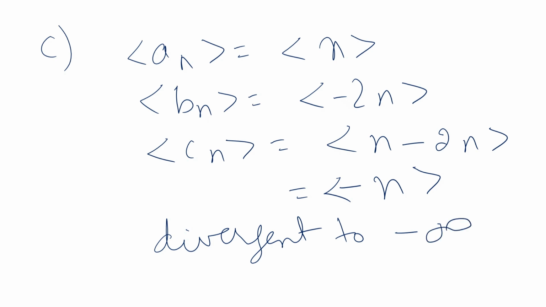And from the above examples, we can't say that c_n will always be convergent. Therefore, option D is also correct. Therefore, all options are correct in this question.